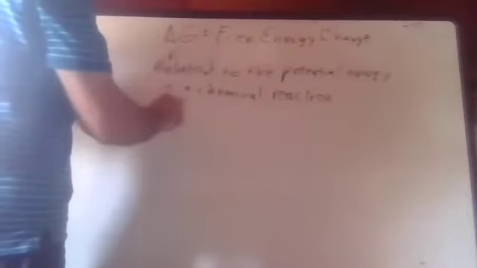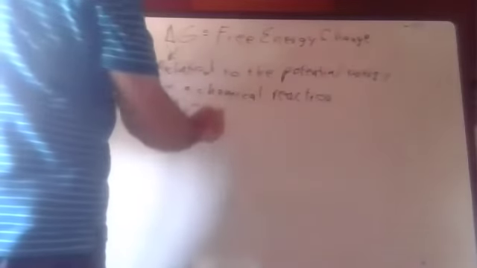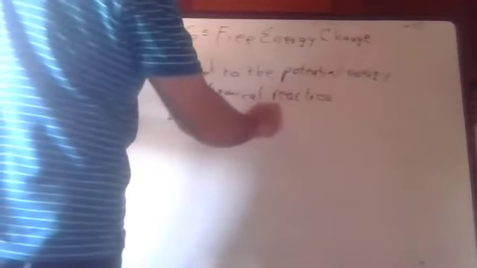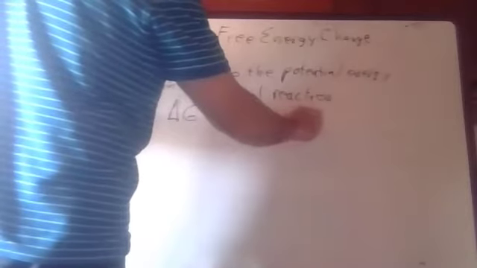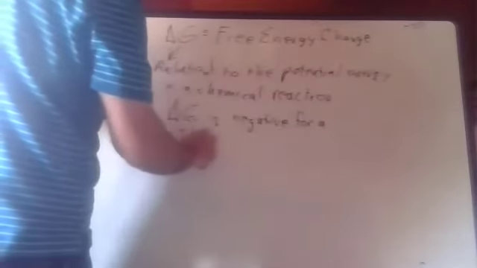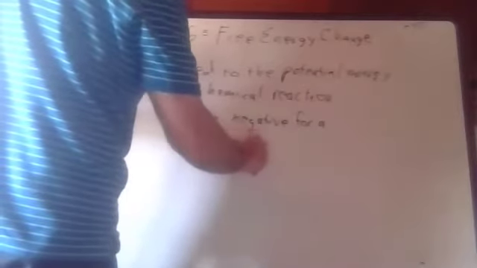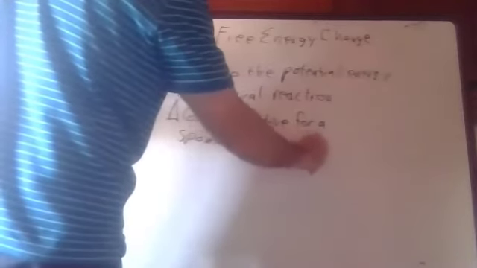Now, delta G itself, for you to know that a reaction is going to occur, the value of delta G is more negative the more spontaneous something is. Delta G is negative for a spontaneous process.